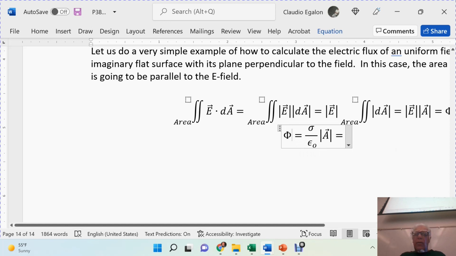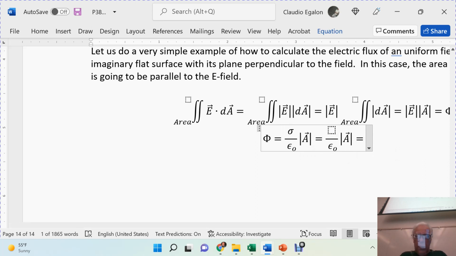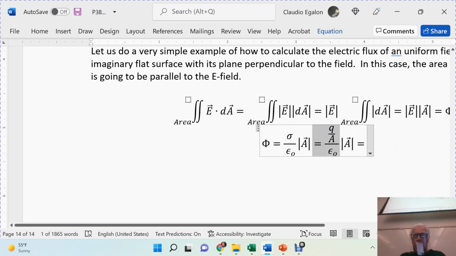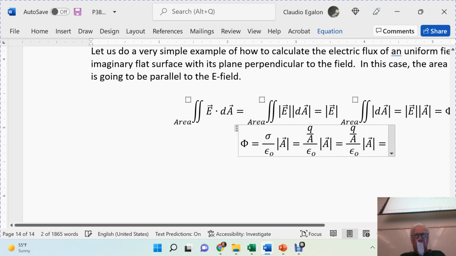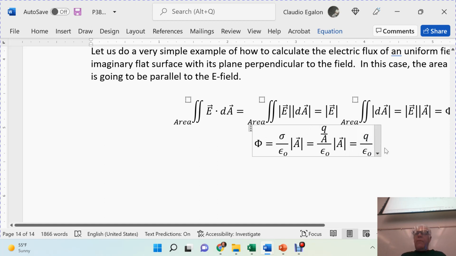Okay. The sigma here is going to be the charge divided by the area, which ends up being the same as this area that you see here. Okay, so here you go. For the specific case of a uniform field, the flux through an area equal to the area of the plate is going to be Q over epsilon naught.